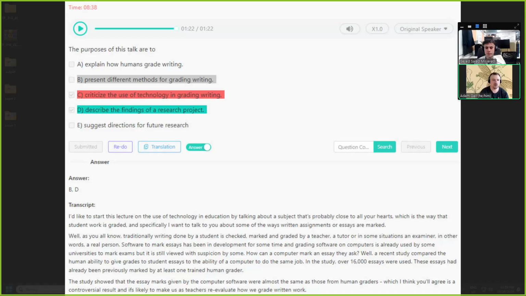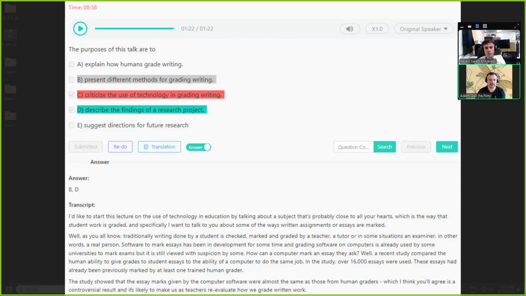Well, as you all know, traditionally writing done by a student is checked, marked, and graded by a teacher, a tutor, or in some situations, an examiner, in other words, a real person. So this is a bit of how, but the purpose is not to explain it. It's a starting point. This is how it's usually done.